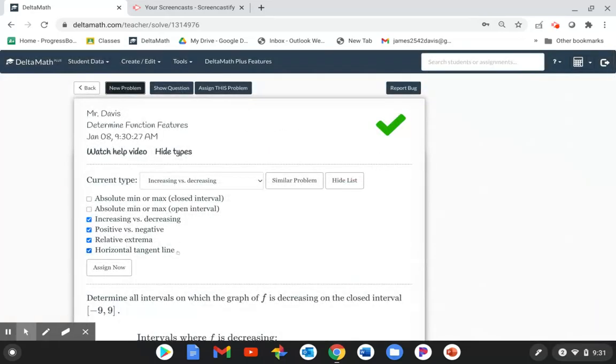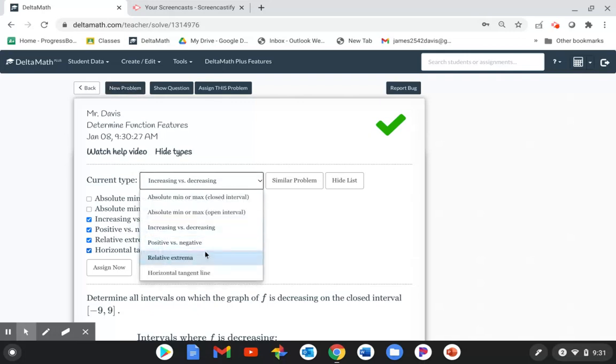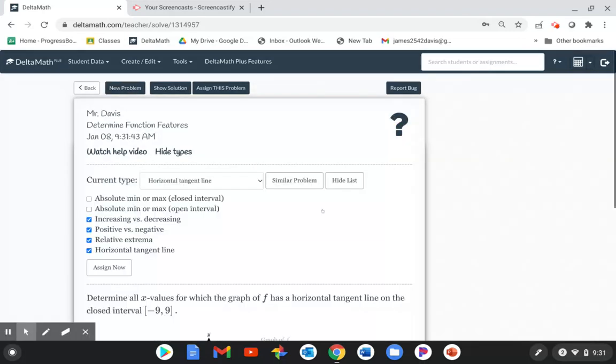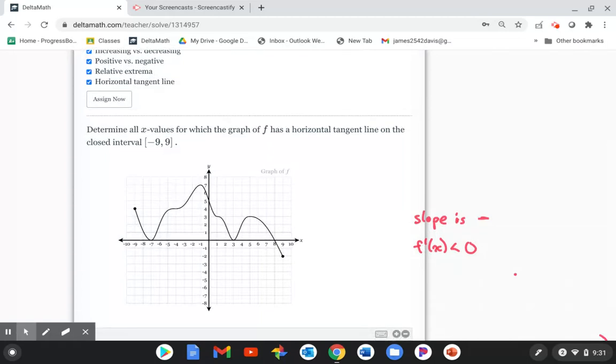All right, and there's one more type of problem on this one, and that is going to be finding the horizontal tangent lines. So let's go ahead and look at one of those. These can be just a bit tricky. First of all, let's think about what a horizontal tangent line implies. A horizontal tangent line would mean a tangent line that would look like this, right? Horizontal, straight side to side.